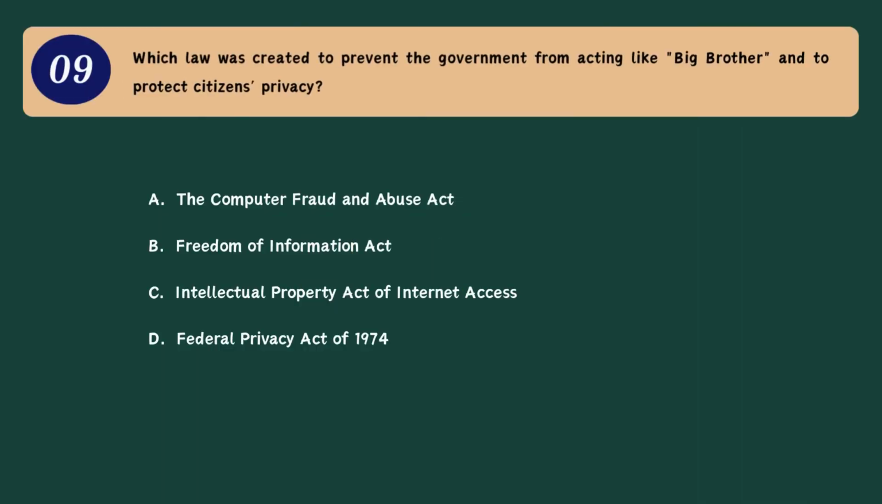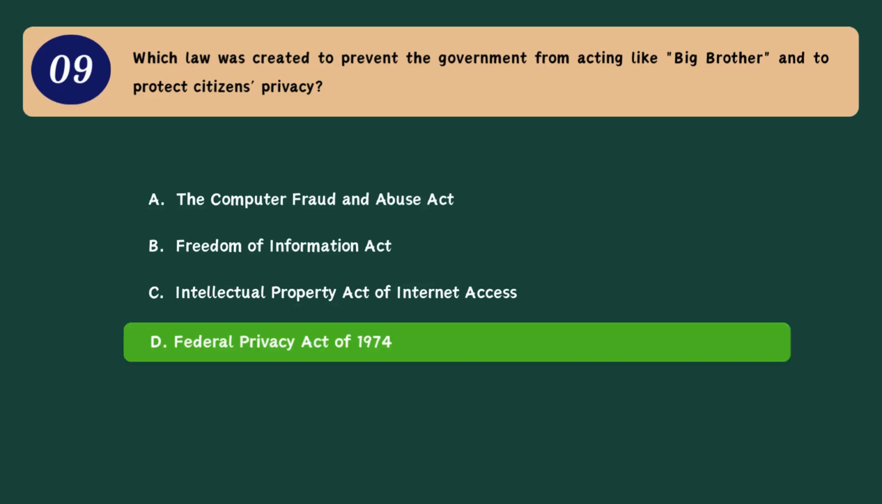Question 9. Which law was created to prevent the government from acting like Big Brother and to protect citizens' privacy? A. The Computer Fraud and Abuse Act. B. Freedom of Information Act. C. Intellectual Property Act of Internet Access. D. Federal Privacy Act of 1974.